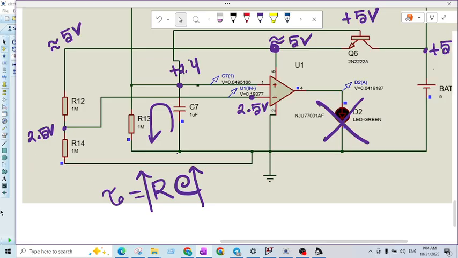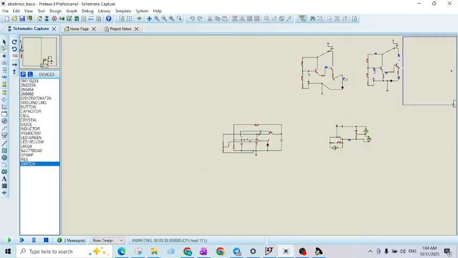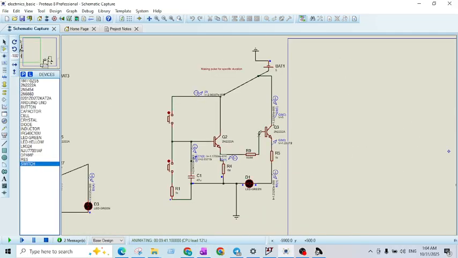Okay, so I have another two circuits here made by BJT, so I will explain them in another video.